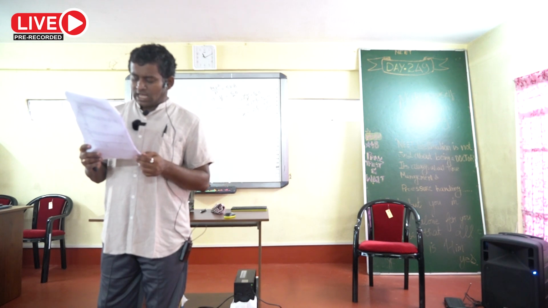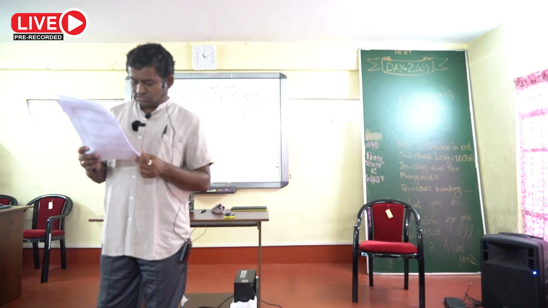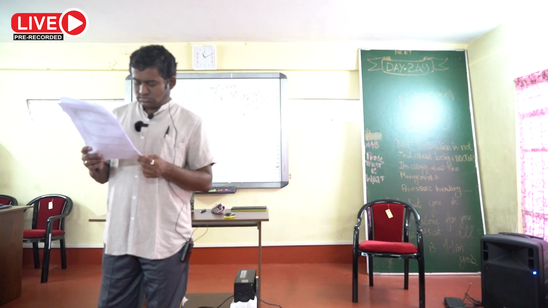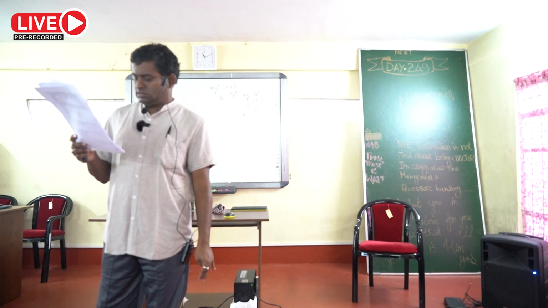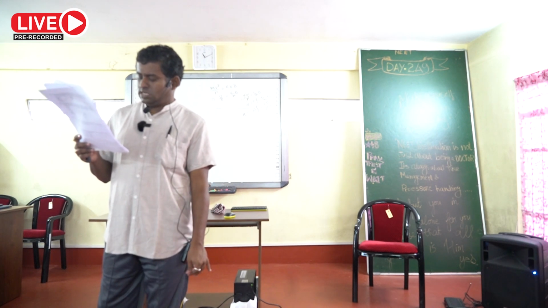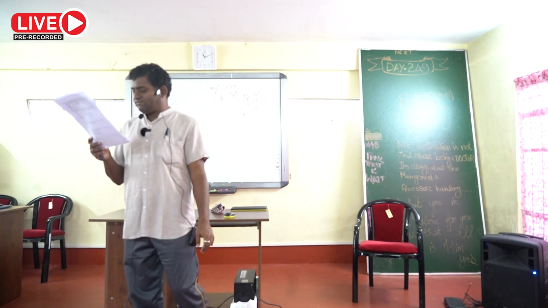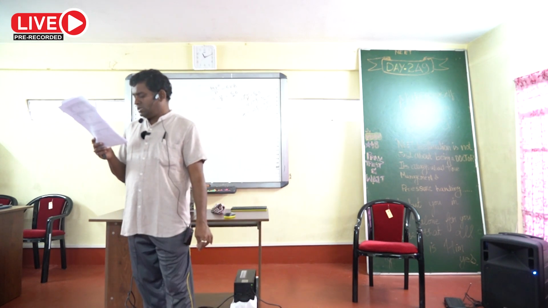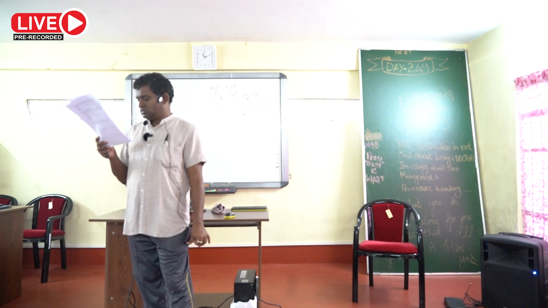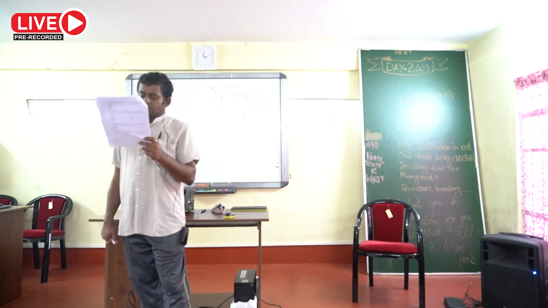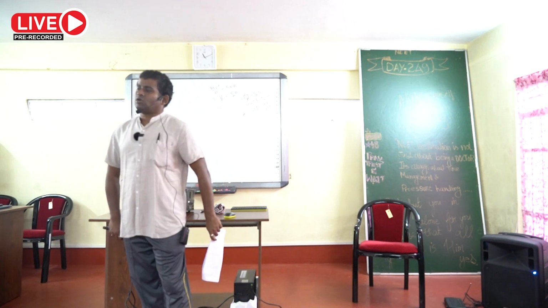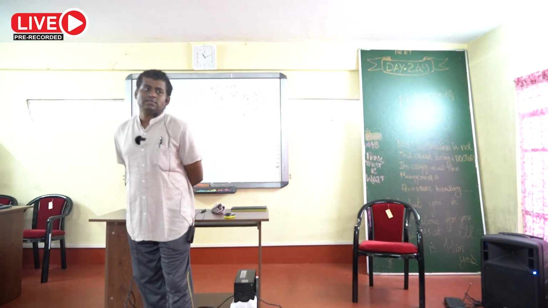Now, two identical equiconvex glass lenses of focal length f each are kept in contact. The space between the two lenses is filled with water. Then what is the focal length of the combination? How to find?